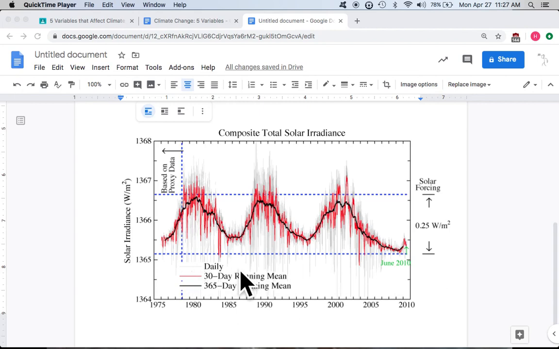So what do we see here? We have 3 lines plotted on here. We have daily, which is kind of the gray. That would be the daily solar irradiance. And then the red line is a 30-day average. And then the black line is the 365-day running mean or running average. So what I'm going to look at is this black line.